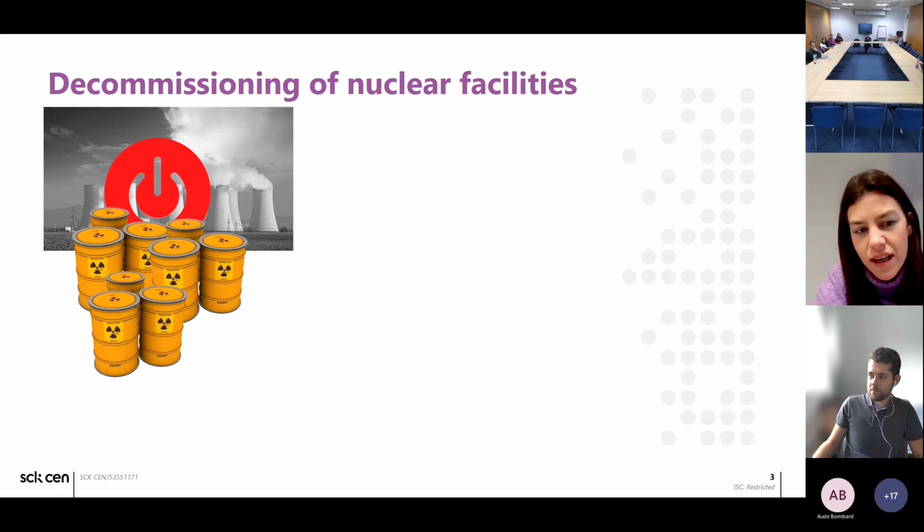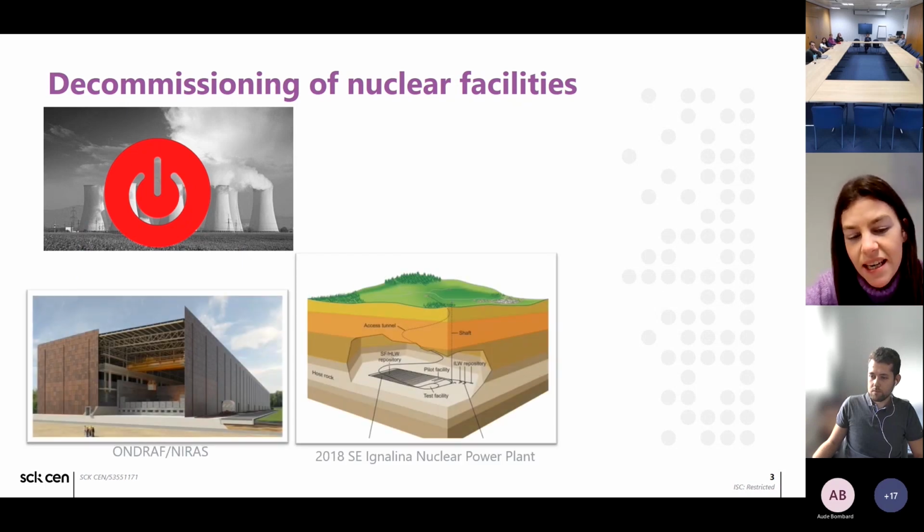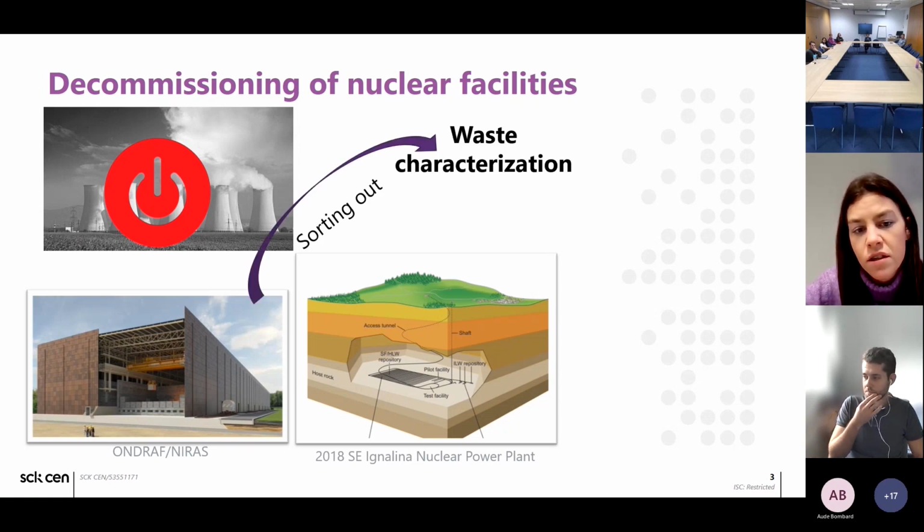When decommissioning nuclear power plants, one of the main issues is the big amount of radioactive waste that is created. This waste needs to be disposed in a near surface disposal or deep geological disposal, depending on the activity level concentration. So in order to sort it out, we need to perform a waste characterization.